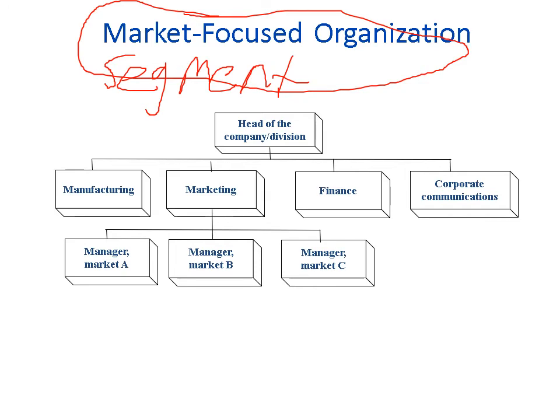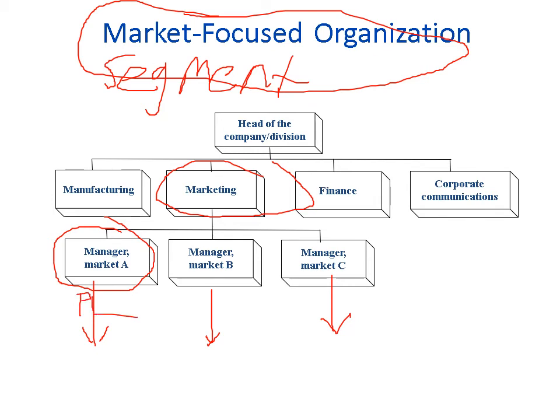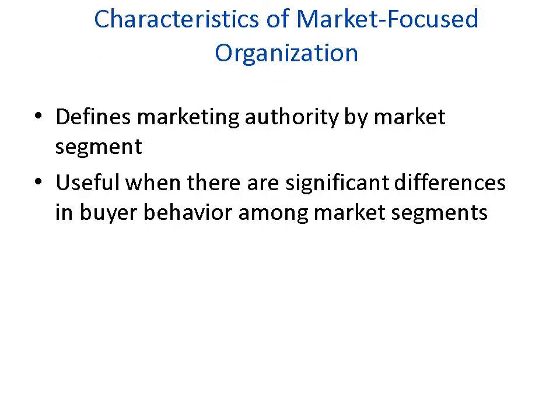Here, we try to look at the marketing department, and we try to see the market segment A, the market segment B, and the market segment C. And along this market segment, there is specific product lines for that particular segment. A specific product line for segment letter B, and specific product line for segment letter C. Okay? Let's try to characterize what is this market focus.